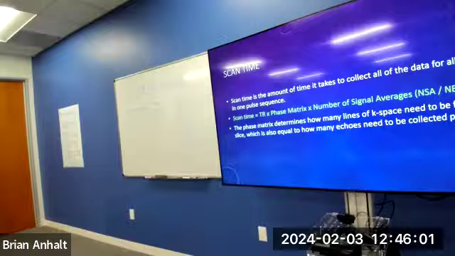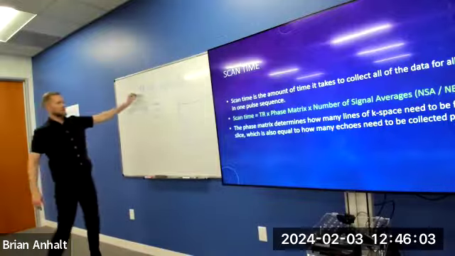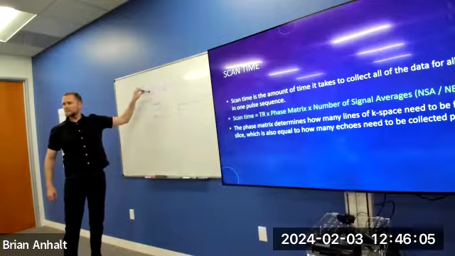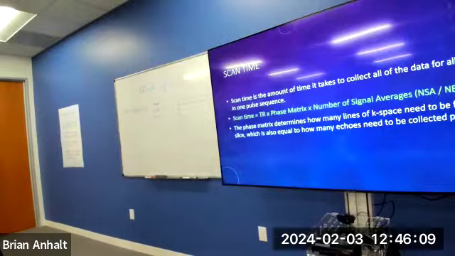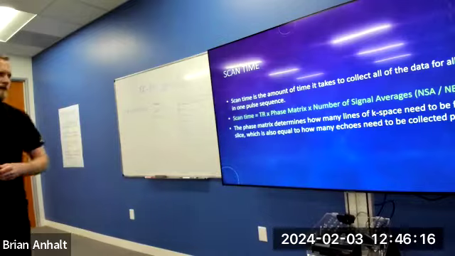Why didn't it affect scan time? Because it doesn't affect scan time. We collect all the data for our frequency matrix during echo collection. So we get everything we need in one echo for our frequency matrix.